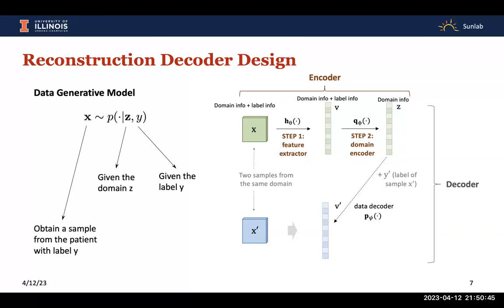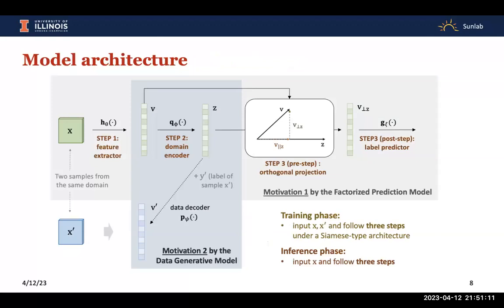It will be better if X and X prime initially have different labels. Then even if Z contains the label information of X, it's not useful in the reconstruction part because X and X prime have different labels. But in the experiments, we don't differentiate the labels of X and X prime. Empirically both ways work fine. So we combine the motivation from the factorized prediction model and the motivation from the data generation model together to build this two-pipeline model.